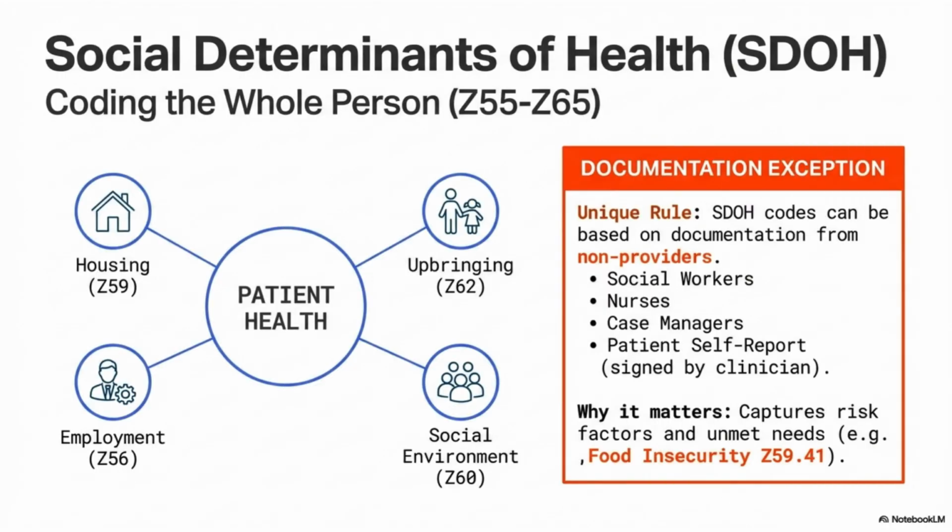This is one of the most important slides. It highlights that SDOH codes can be assigned based on documentation from non-providers. The slide states, unique rule, SDOH codes can be based on documentation from social workers, nurses, case managers, or patient self-report. These codes capture unmet needs like food insecurity or housing instability.